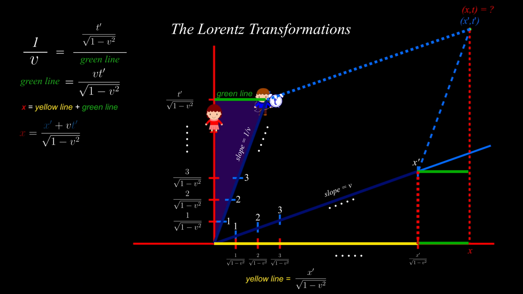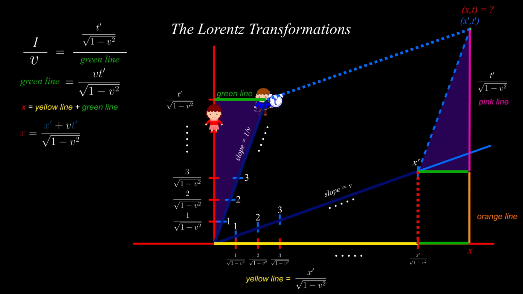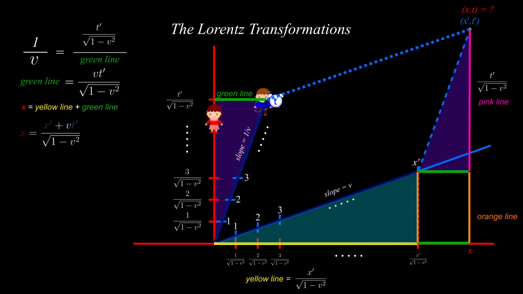To find the event's t-coordinate according to the girl, we again use the congruency of the two purple triangles, and we see the length of the pink line is just t prime over the square root of 1 minus v squared. But what about the rest of the t-coordinate, namely the orange line? The orange line is the same length as the red dotted line, and we can find this length by considering the relationship between the sides of the cyan triangle.